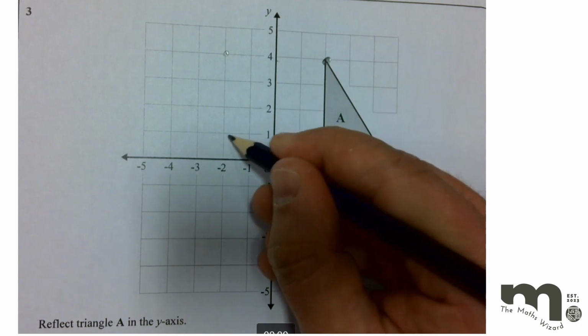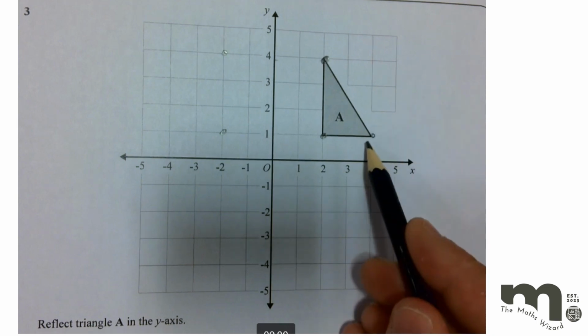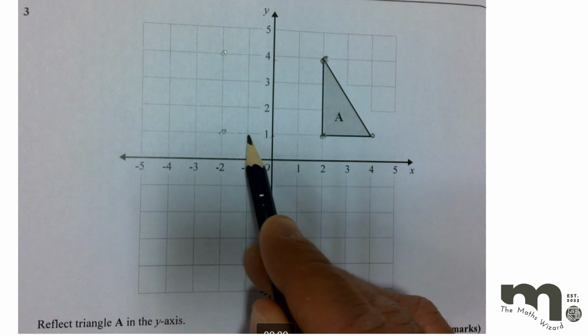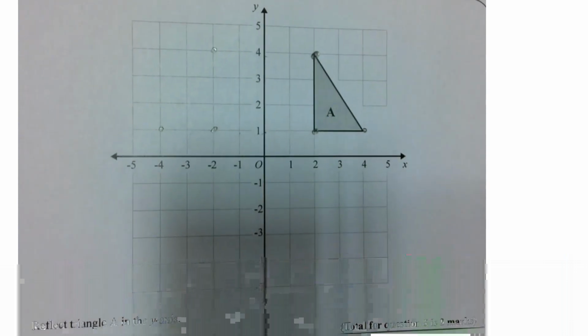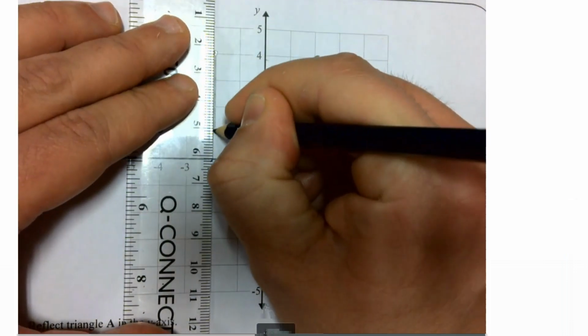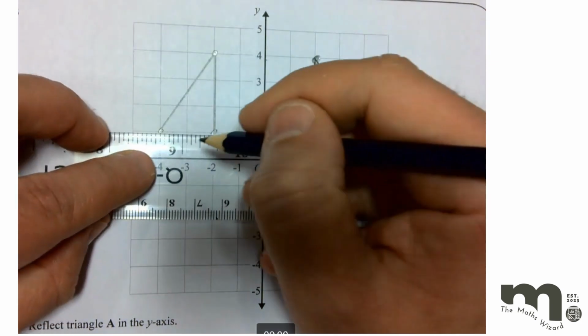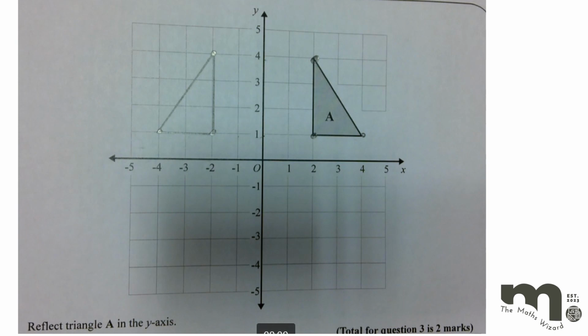Same with this point here. Now this point is 4 squares away, so we're going to be 4 squares away the other side. Then once you've got all your points, you just have to draw your shape and join them together. But I would say, if you're not so confident with this, do 1 point at a time. That will make it a lot easier for yourself.